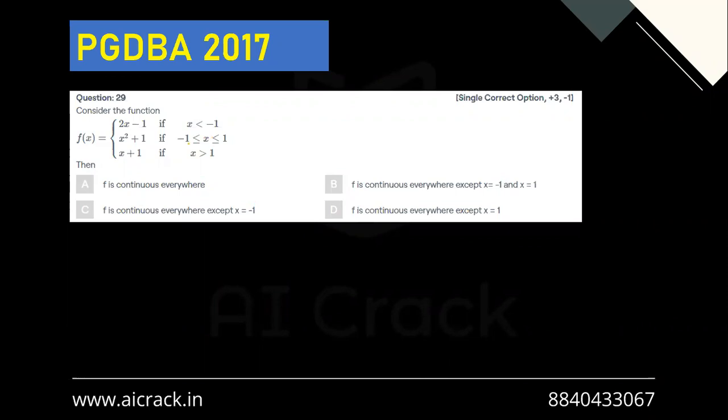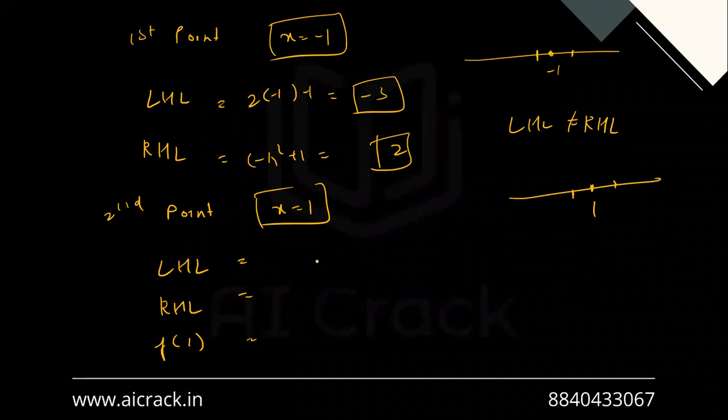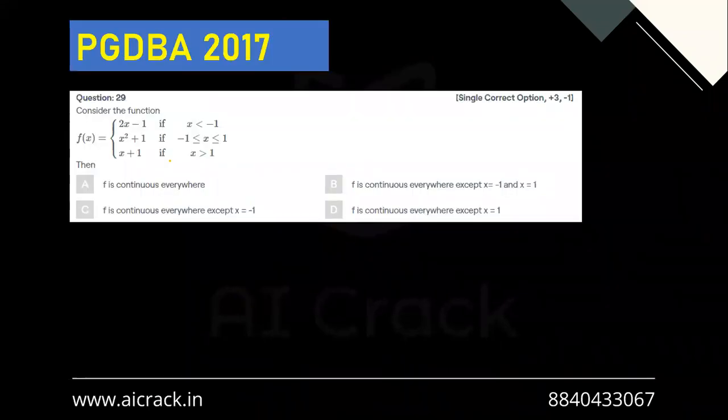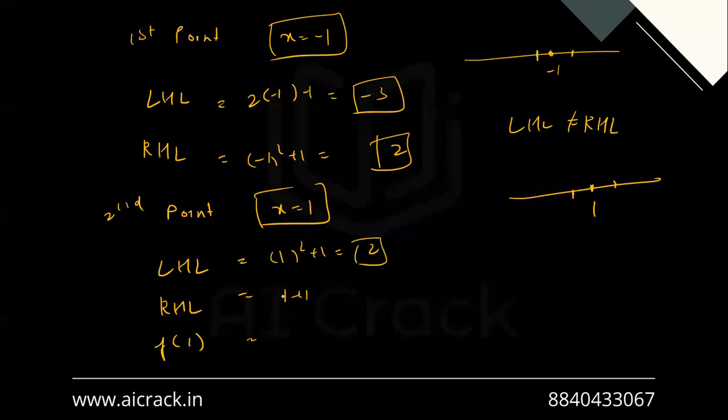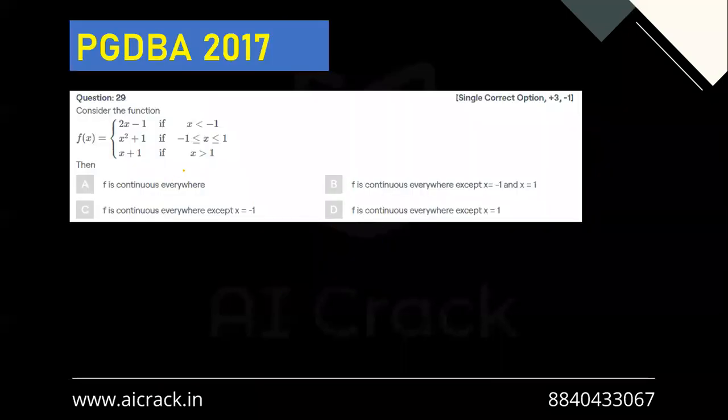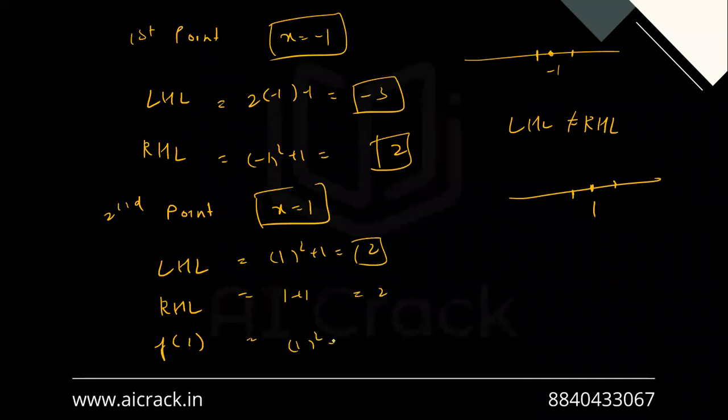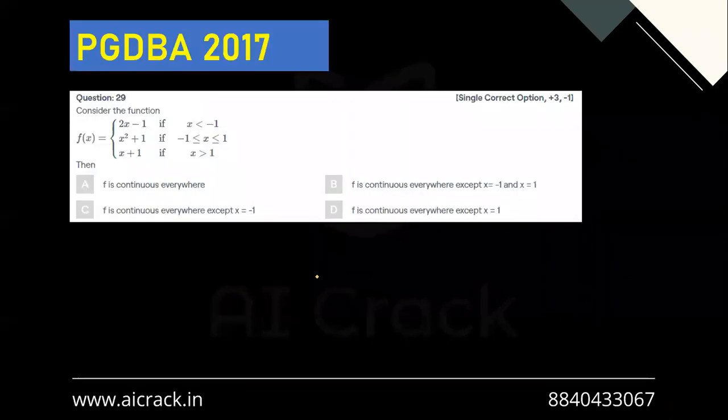For the left hand side, I'll be taking this as the function because this is in the range. So we have 1 square plus 1, that is 2. And for the right hand side, we'll be looking at this function for obvious reasons. So that is again 1 plus 1, 2. And f of 1, equality is over here, so I'll be looking at 1 square plus 1, which is also 2. So we can see that the function is continuous at x equals to 1. So the answer should be the function is continuous everywhere except x equals to -1.